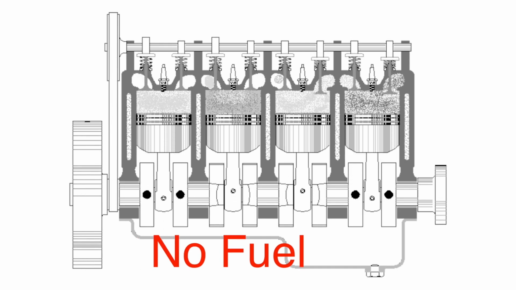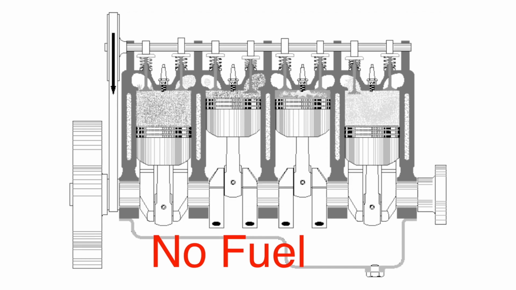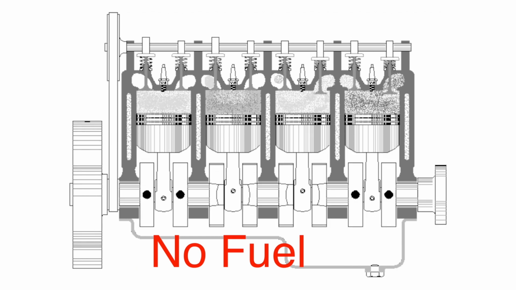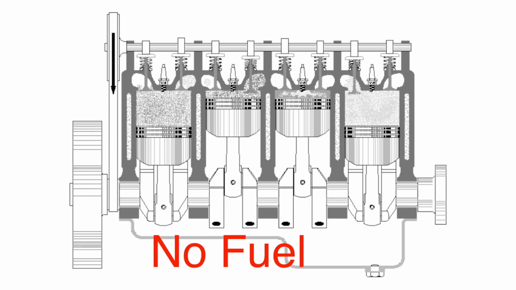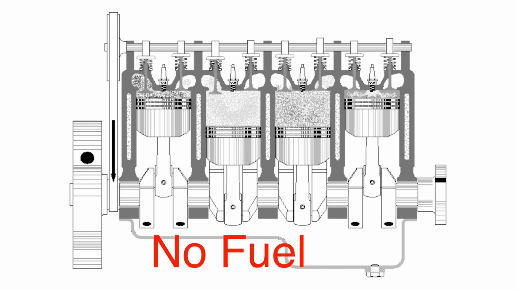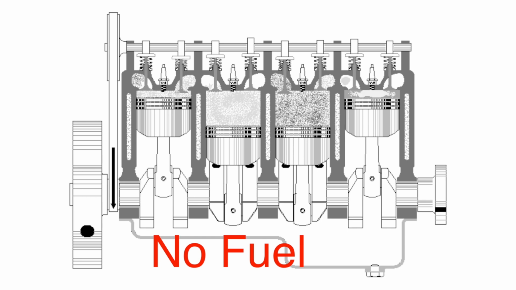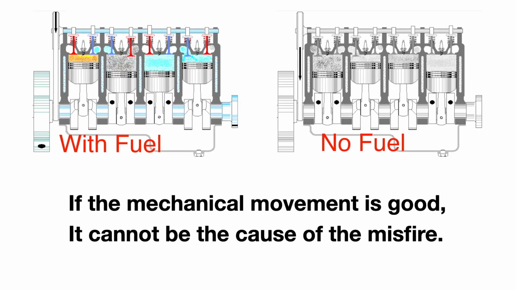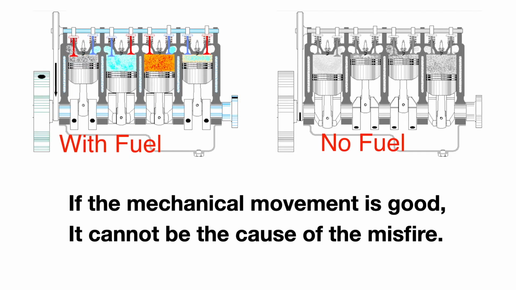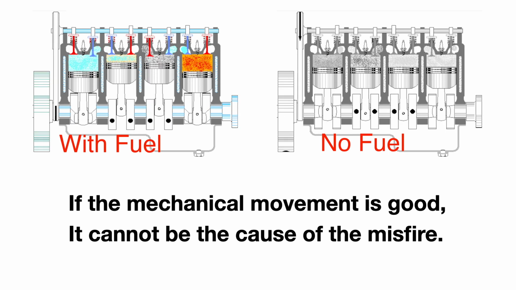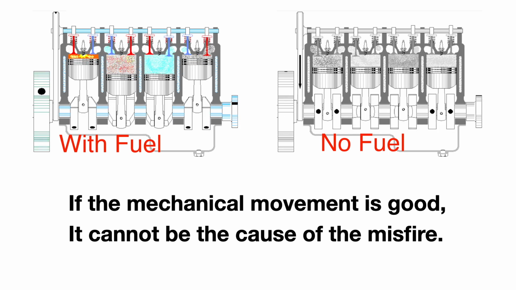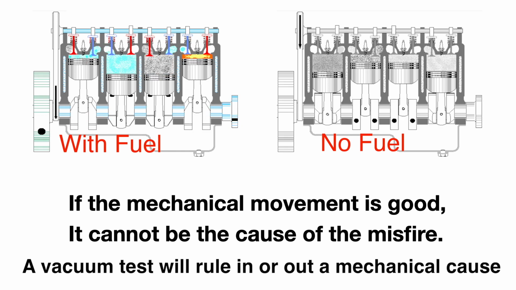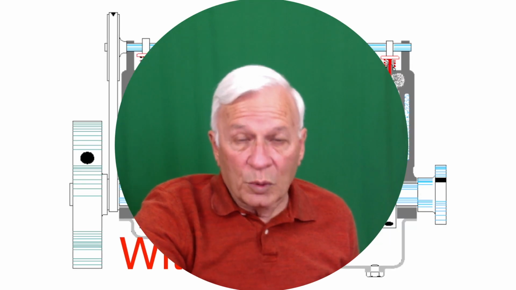When you remove the fuel, it also removes the heat, and we are left with all the same mechanical parts moving the same way they did before. When we remove the fuel and the heat, there's no combustion and there's no power, but the mechanical movement is still drawing air in with vacuum. That vacuum can tell us then if the engine is in good mechanical condition. With fuel or without fuel, the mechanical movement will be the same. If the mechanical movement is good, it cannot be the cause of the misfire. So a vacuum test will rule in or out a mechanical cause of the misfire. So a vacuum test is what we need to do first.